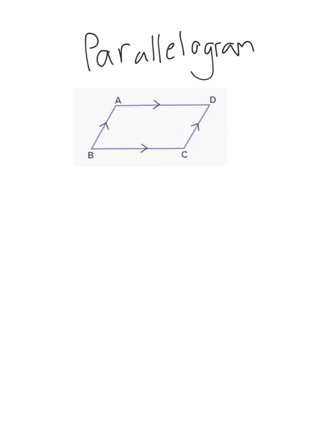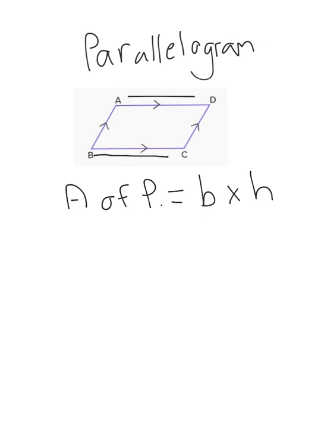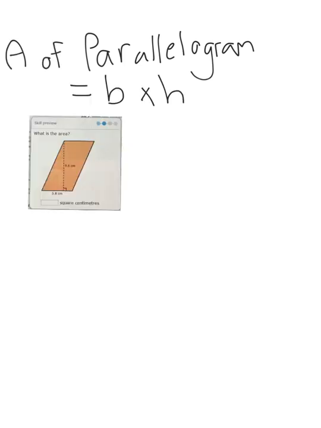Okay, so when we find the area of a parallelogram, the formula is area of parallelogram equals base times the height. So the base is either the measurement of this or this, up to you. And then we times that by the height. Now the height is from one of these corners to the base, or you could say from that corner up to that base. So here's an example from the IXL practice.